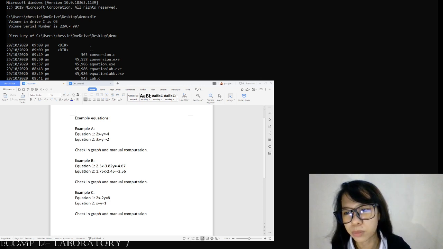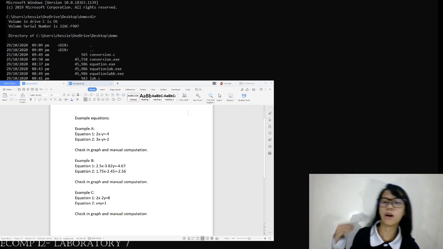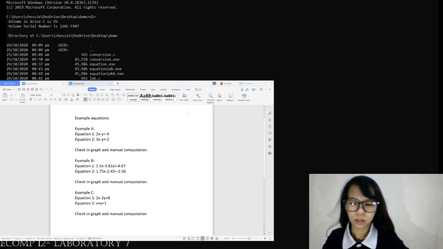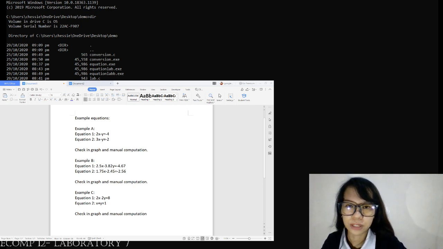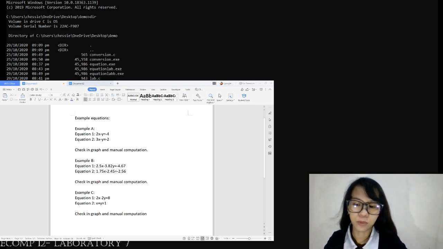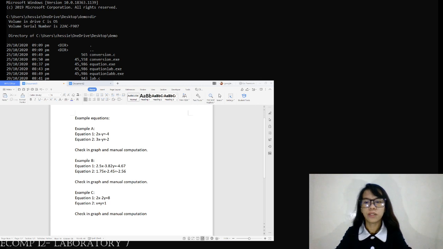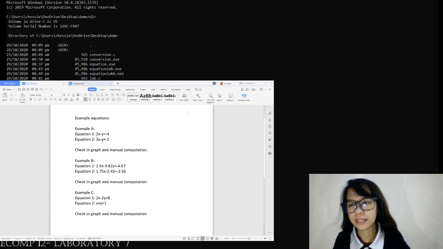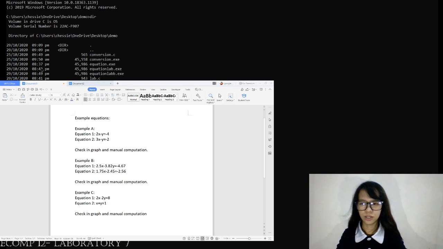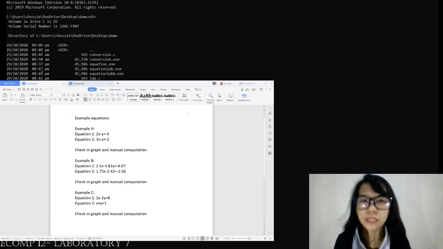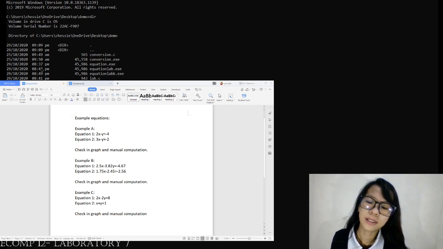And now we are going to put it in the command prompt, in our executable file. First we enter the coefficient for x, which is 2, and for y it is negative 1. And for the value of the constant, let's see first, I forgot. Okay, negative 4. Enter. And now we are going to proceed to equation number 2.